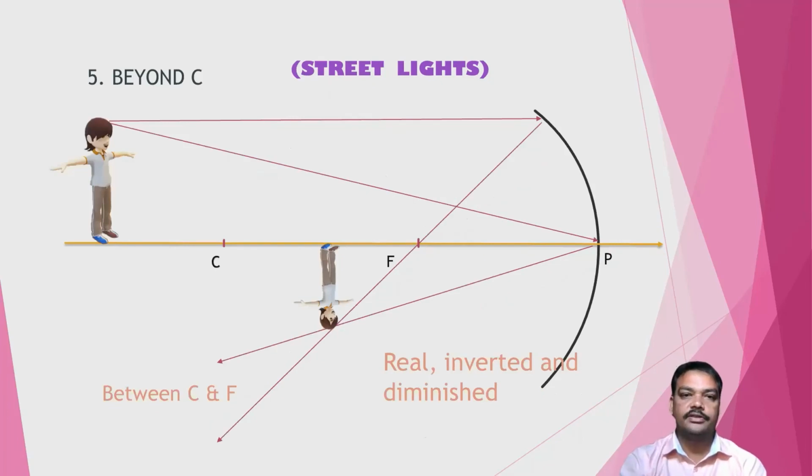This is one more application, that is street lights. Behind the bulb in street lights there is a bent inward shining surface. Light from the bulb falls on that shining inward surface and gets reflected onto the road. So in this we can say the image characteristics are real, inverted and diminished.